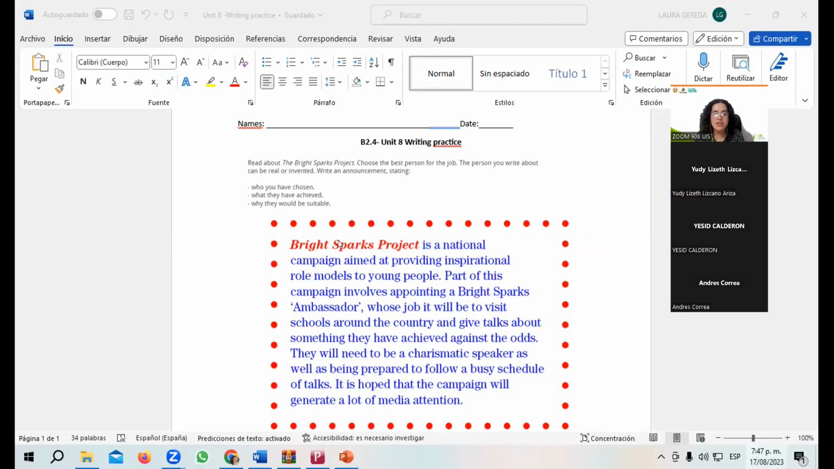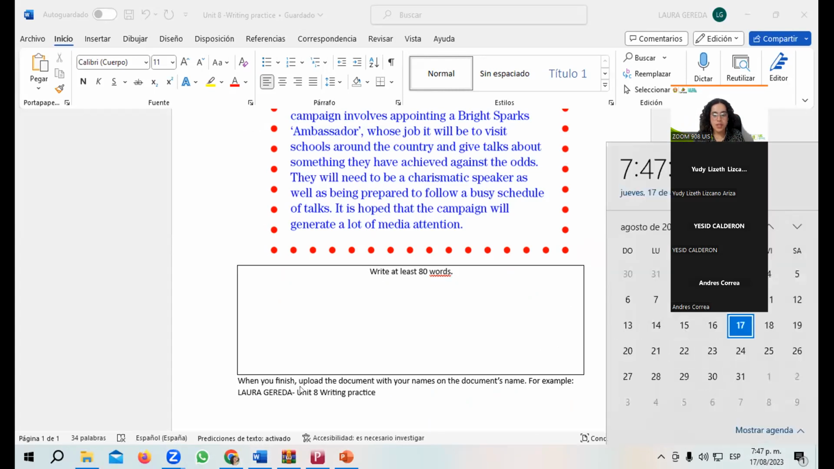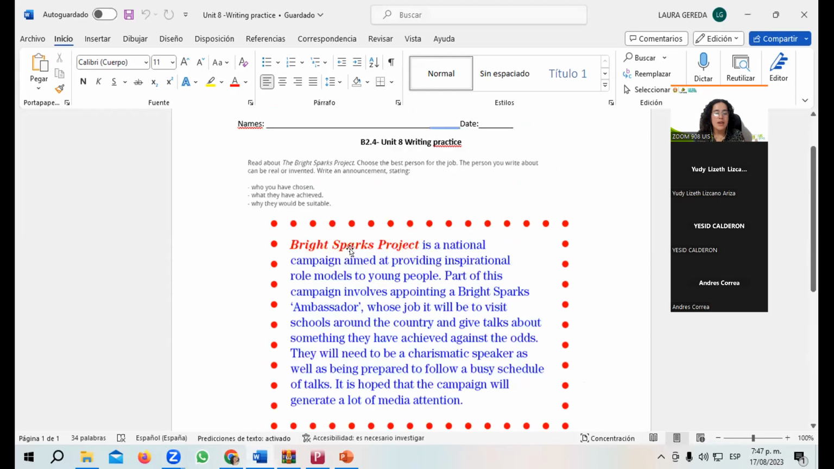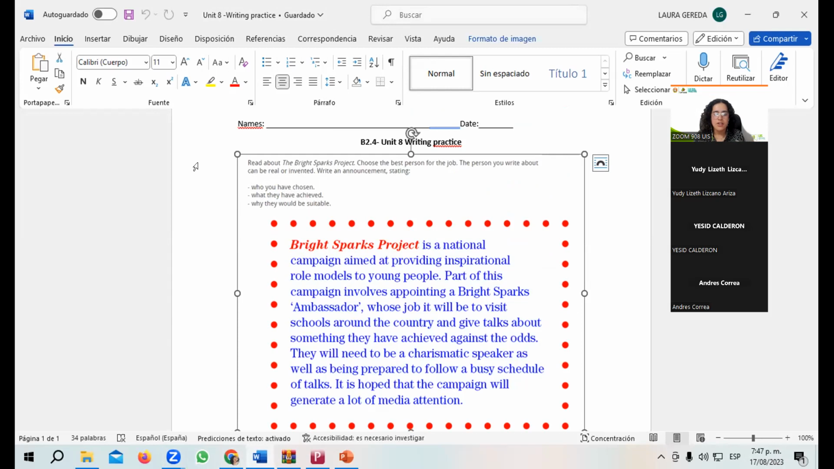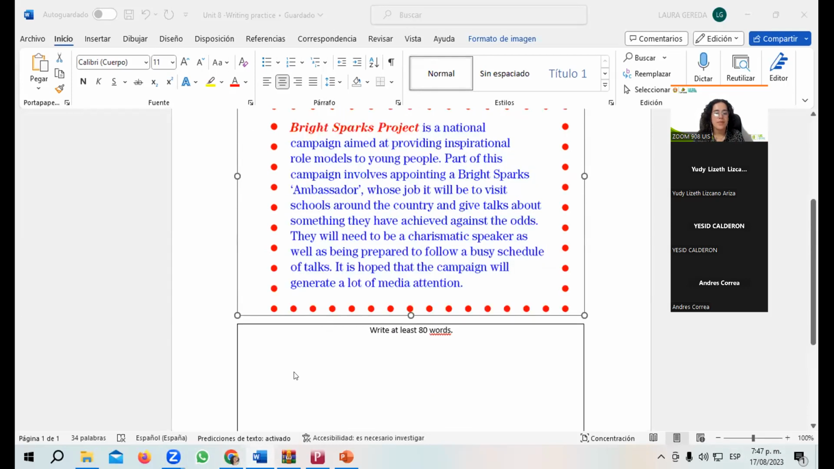So you have 4 days to finish the activity, okay? You can upload it to the folder on Tuesday at noon. So you can continue working in your groups. Maybe you can distribute the information. One of you writes why you chose it, the second person what they have achieved, and the third person why they would be a suitable candidate, okay? So you can coordinate and complete the activity and upload it on Tuesday, okay?